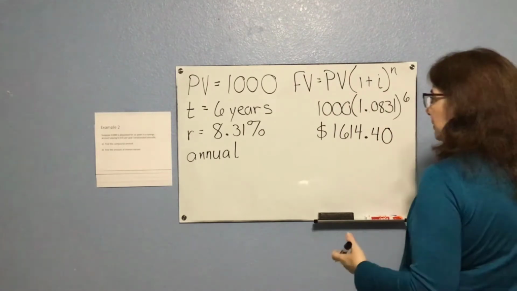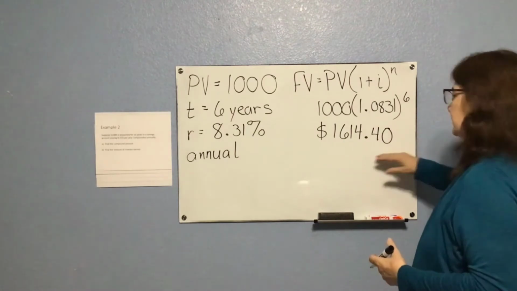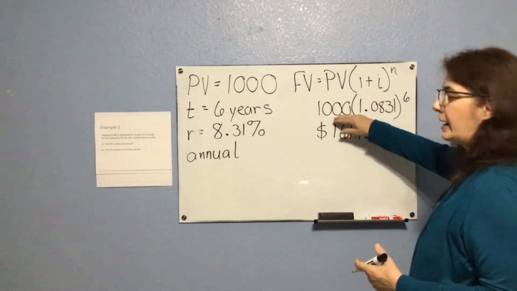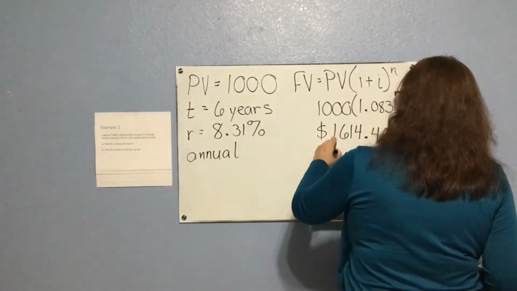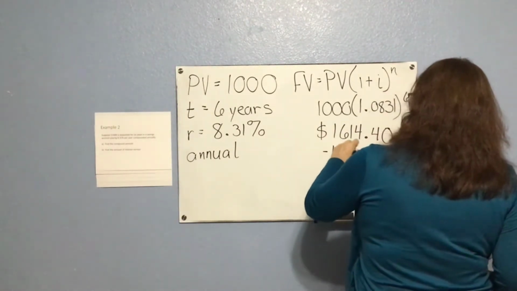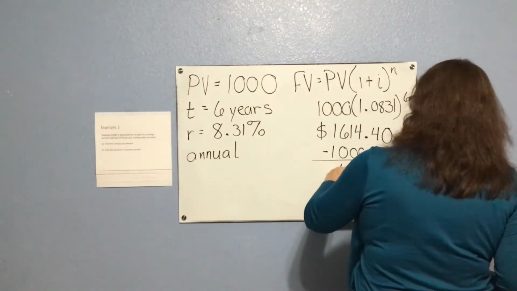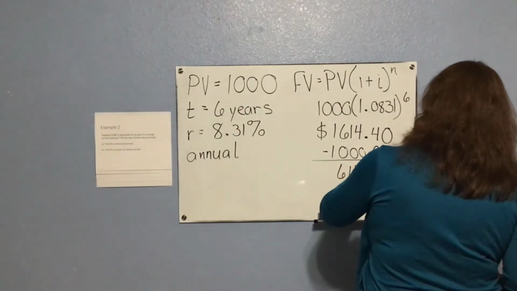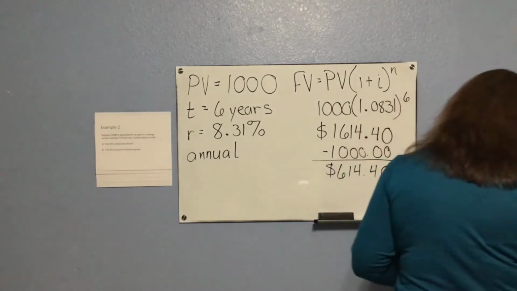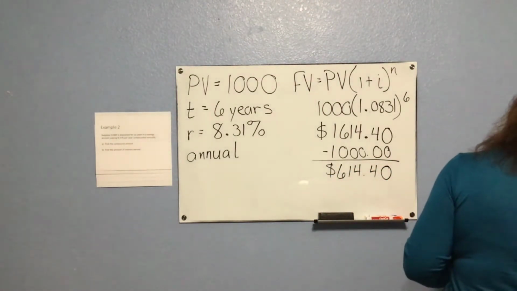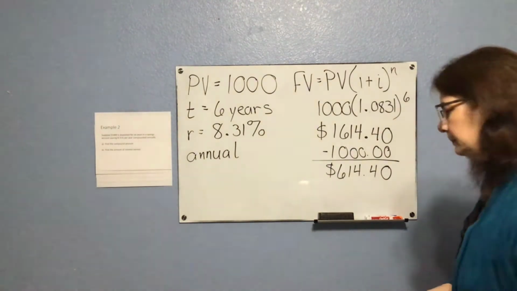And then it says find the amount of interest earned. The amount of interest earned is really pretty simple. You take how much you ended up with, subtract how much you started with, everything else is interest. So 1614.40 minus 1,000 means that I made $614.40 in interest on this investment. Pause the video now and work on checkpoint 2.